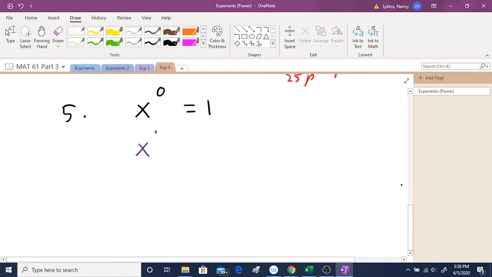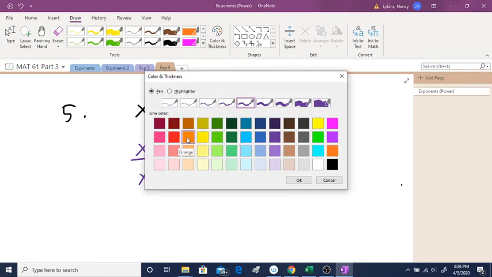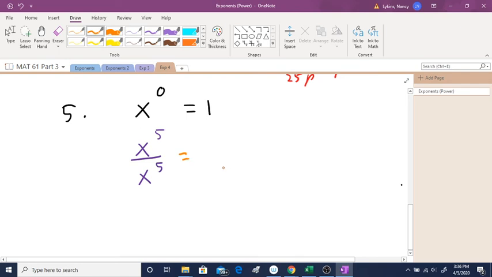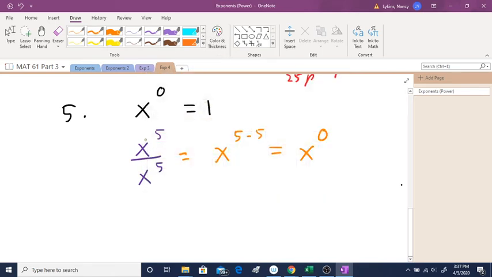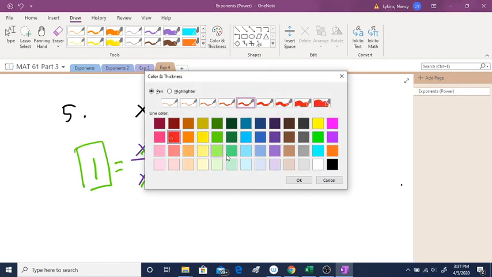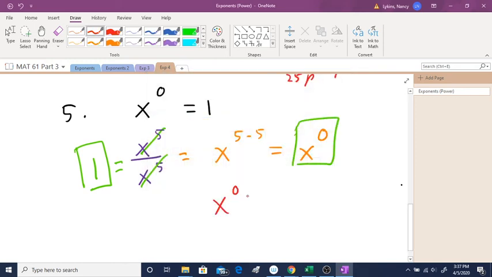x, I'm going to just make up an exponent, 5, and I'm going to put it over x to the 5. Now, in our previous lesson, same base, subtract, and you get x to the 0. But now take a look at this. What happens with my x to the 5th and x to the 5th? They cancel each other and find a 1. So what is left is this, the 1 and the x to the 0. That is why, in this case, x to the 0 equals 1.